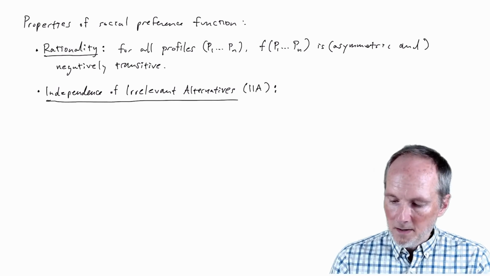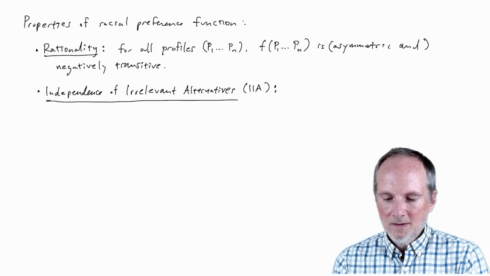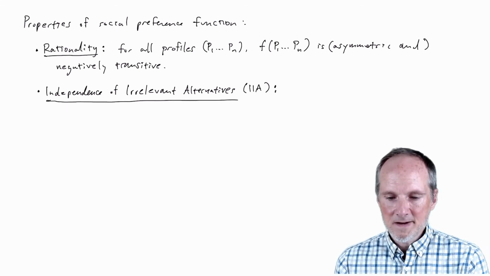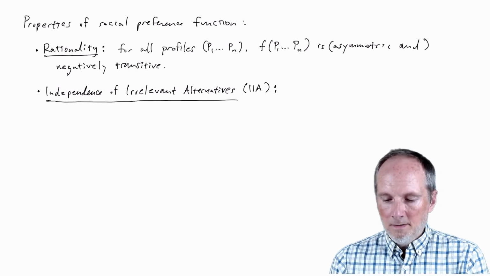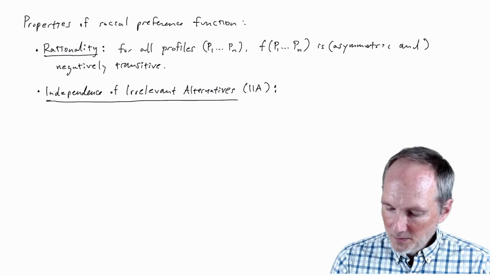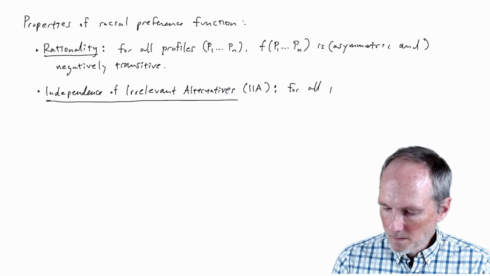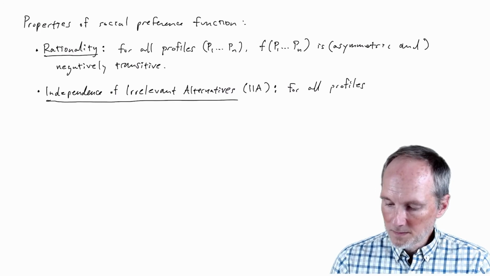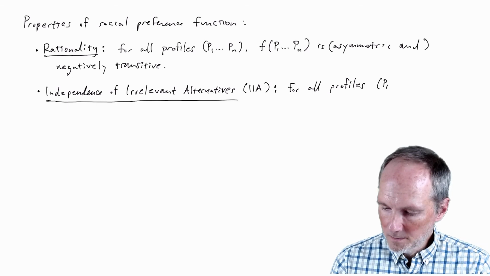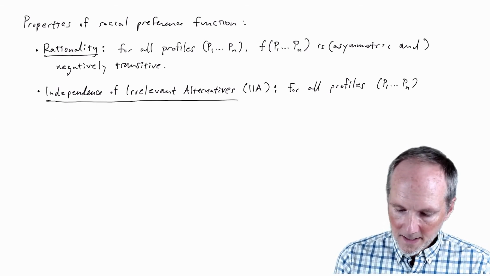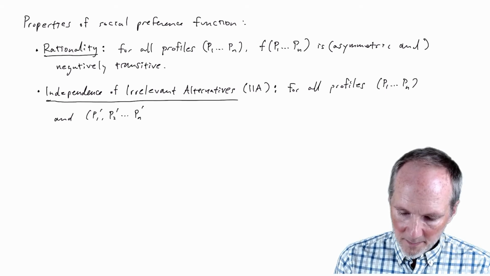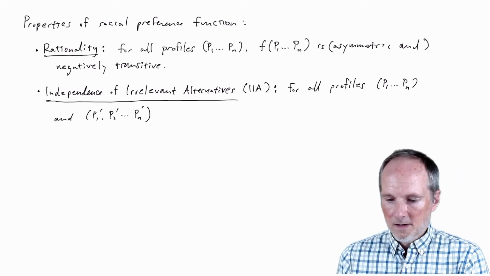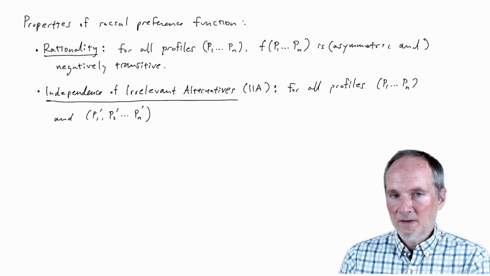All right, and now this is a little bit different, and the way of formalizing this might be counterintuitive, but what we're really saying is that, well, let me just write it out and then we can talk about it. So the property is for all profiles P1 to Pn and P1 prime to Pn prime. Okay, so notice I'm now considering two different preference profiles here.